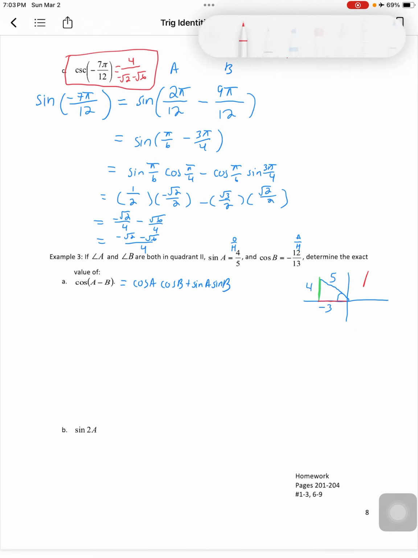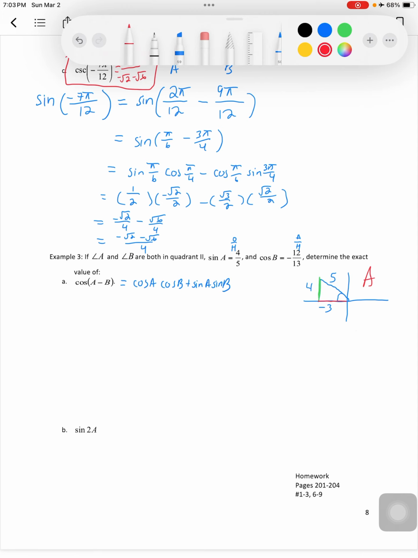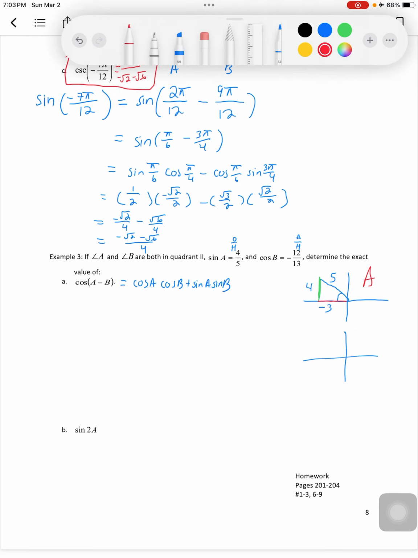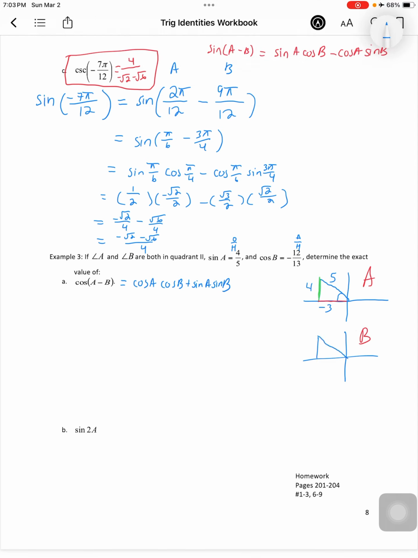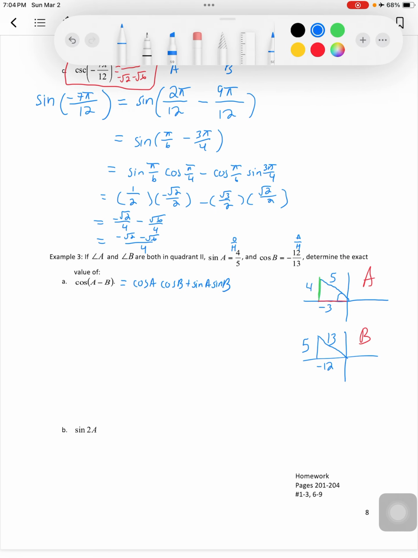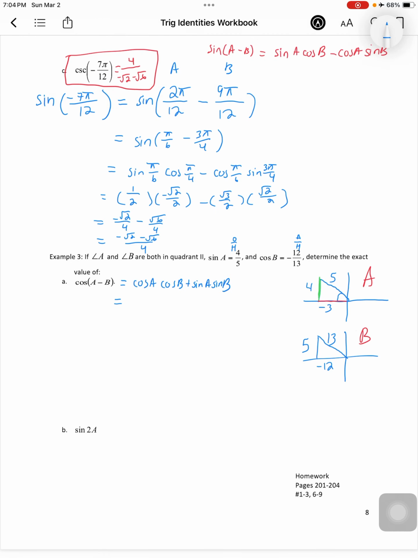So this is triangle A. Now for another triangle, triangle B, it's in the same quadrant and it's going to be the exact same setup, but now our adjacent is negative 12 and our hypotenuse is 13. What is the opposite value? When you do the calculations, it's going to be 5. And it's positive because, again, if you go upwards from the x-axis, it's a positive value. So we figured it out.